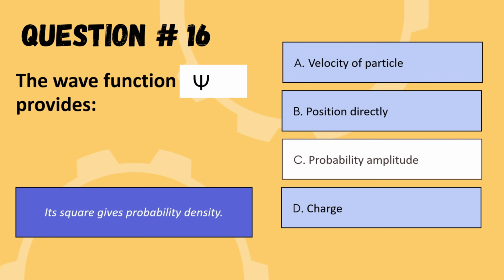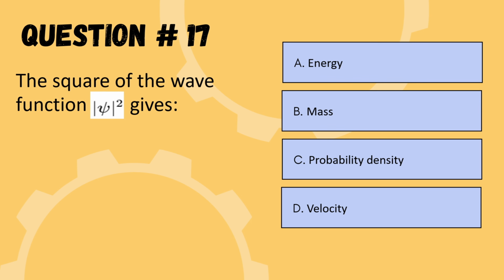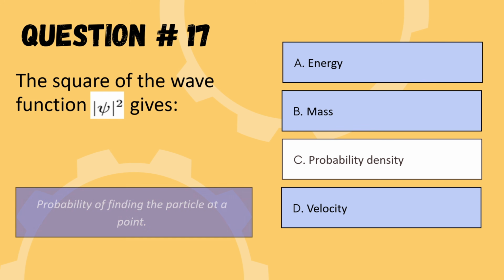So we are moving to the next question. Next question is, the square of the wave function, psi square, gives. Options are energy, mass, probability density, or velocity. So the correct option is option C, probability density. So we are moving to the next question.